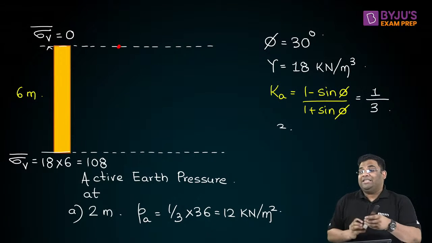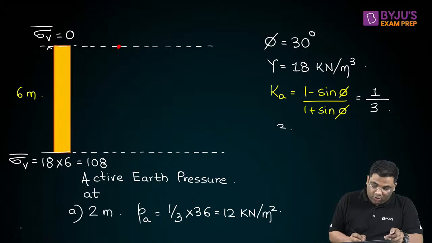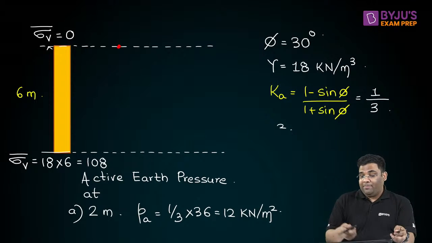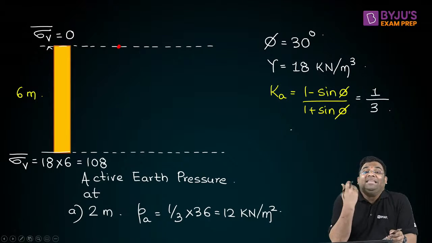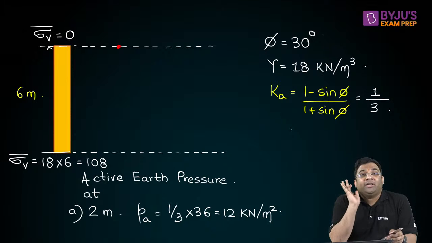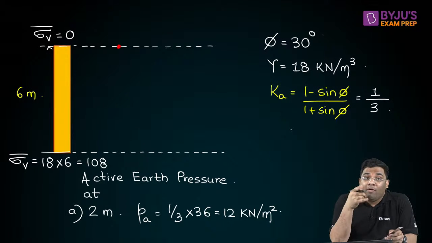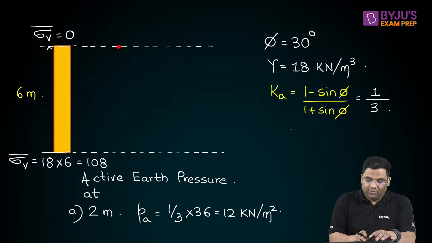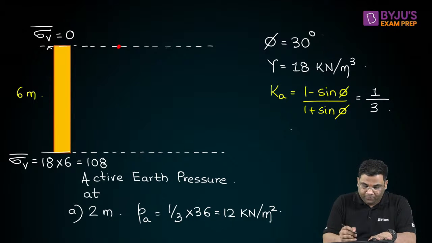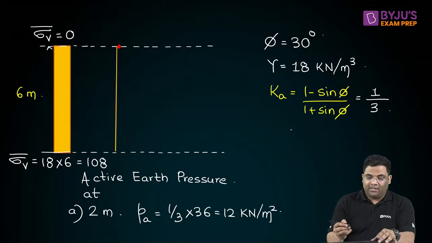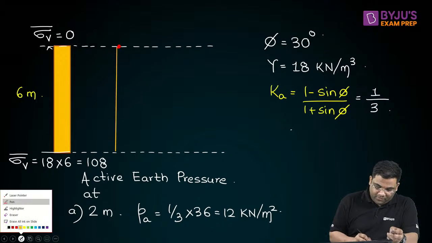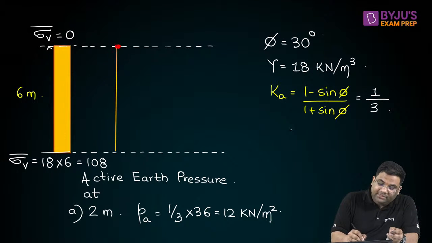Okay, so now what we will do, we'll draw the distribution of earth pressure. What I'm trying to do is that I'm teaching you how to avoid all those equations. And just from distribution, you'll be able to find out total force. If you draw the distribution, you see, at the top we are getting 0.